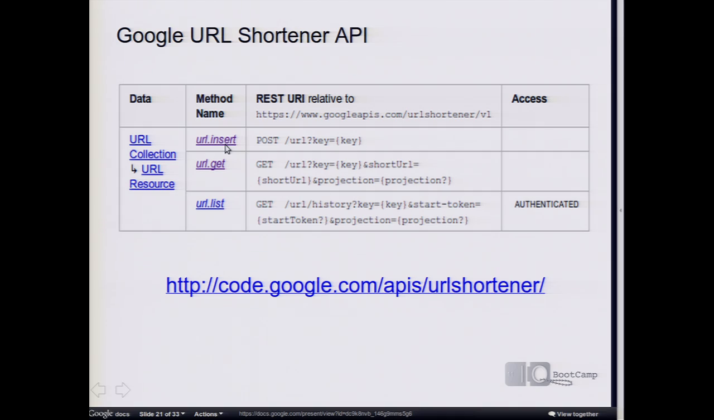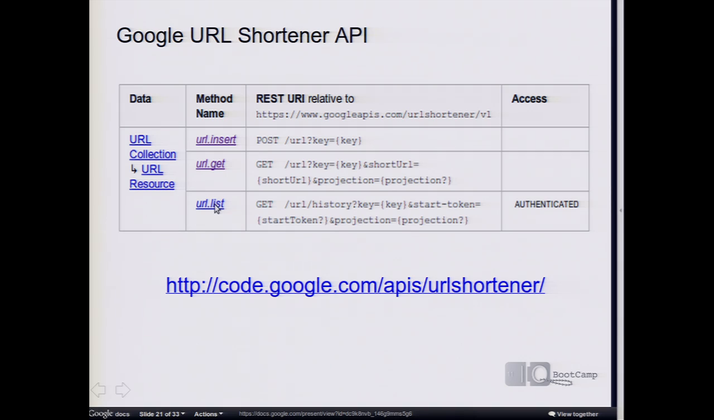I can insert a long URL into that collection. When I insert the long URL, that creates its shortened equivalent. If I know a shortened URL, I can call HTTP get on it, and I can get the long URL of it. And finally, list: I can get a list of all my shortened URLs out of that collection.